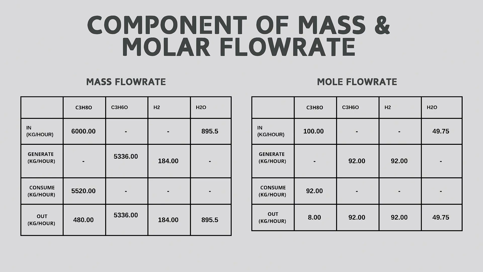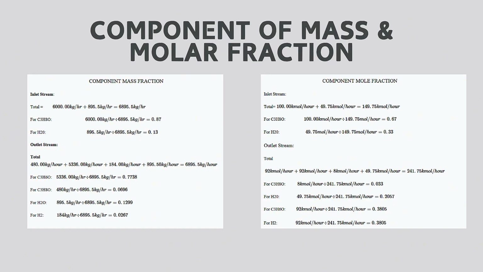As for the component of mass and molar flow rate, we use the material balance to get the value from the mole flow rate. After we got all of the values from the mole flow rate and mass flow rate, we can actually get the component of mass and molar fraction.